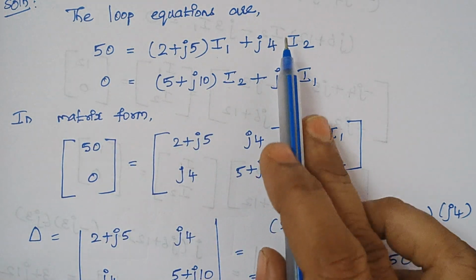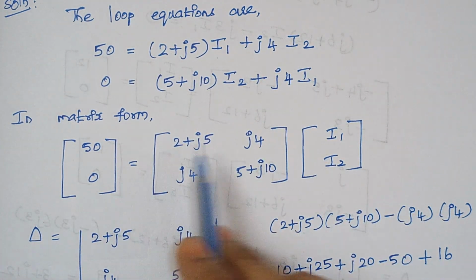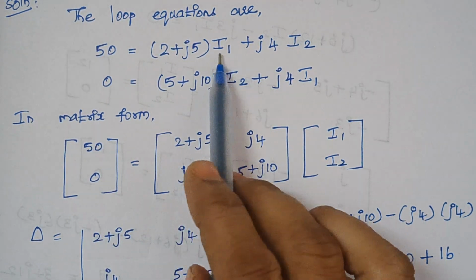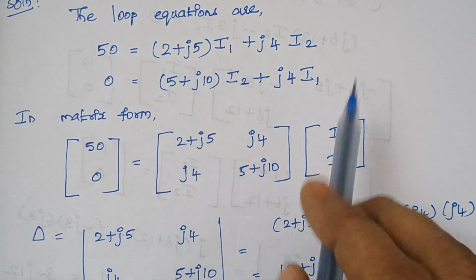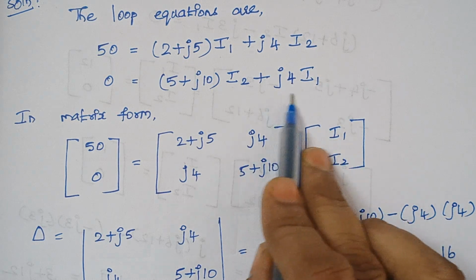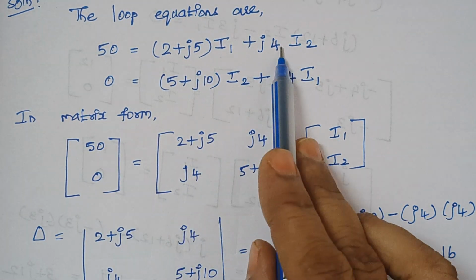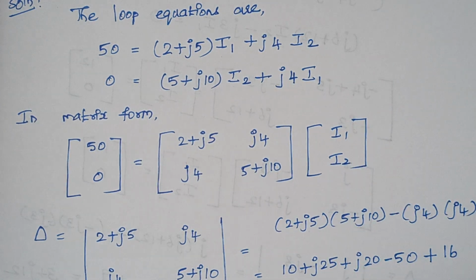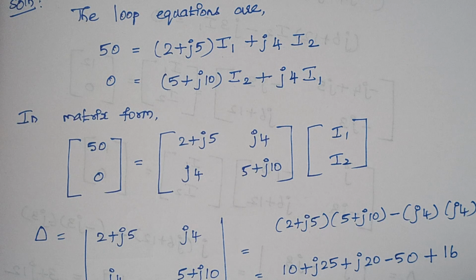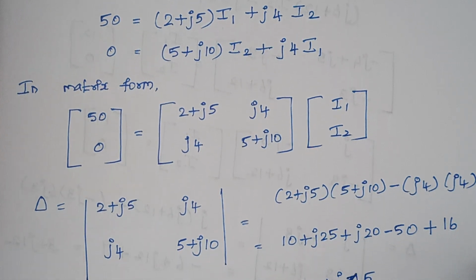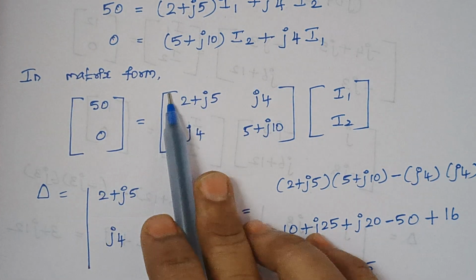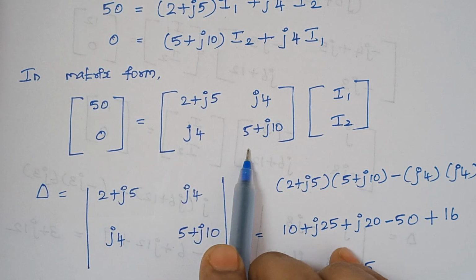Again, we rewrite these two equations in matrix form. So here the right side is 50 and 0, and the coefficient of I1 is 2 plus J5, and the other coefficient is J4, and similarly J4 and 5 plus J10, multiplied by I1 and I2. As usual, by Cramer's rule, we are going to find the values of current. The first step is calculating delta, which is the determinant of this matrix.